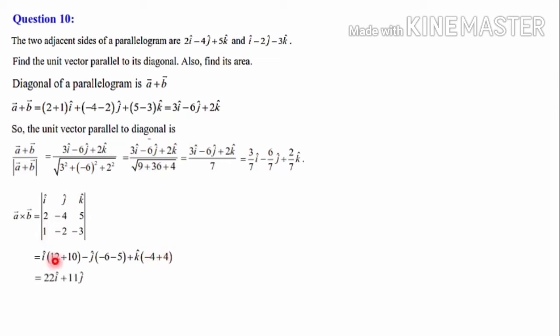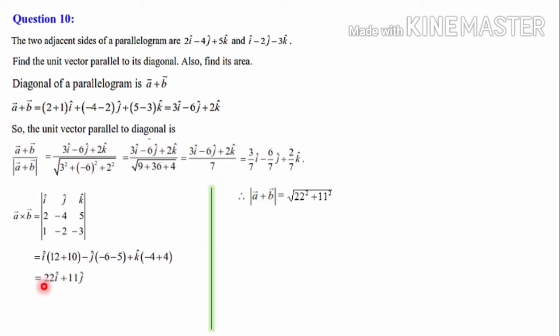That is equal to 12 plus 10, that is 22 into i cap. Minus 6 minus 5, that is minus 11. Minus into minus plus, 11 into j cap. Plus 11 into j cap is written here. Then this minus 4 plus 4 will become 0, and multiplying with the k cap, the entire term will be 0. Then we have to go for finding out modulus of A cross B, because the area of parallelogram formula is modulus of A cross B.